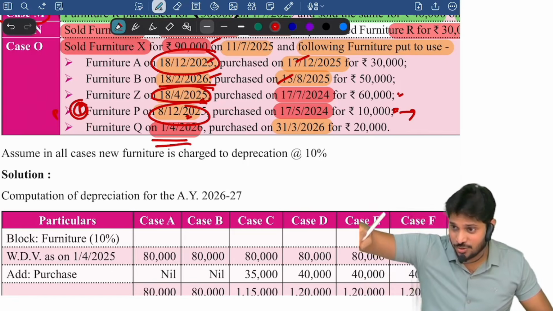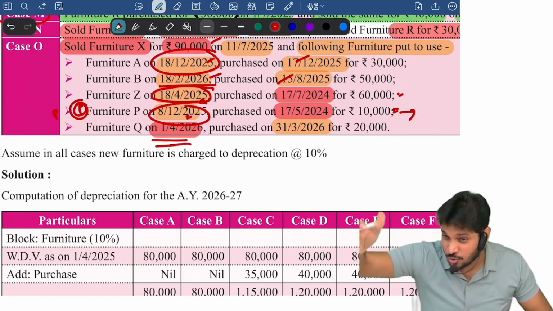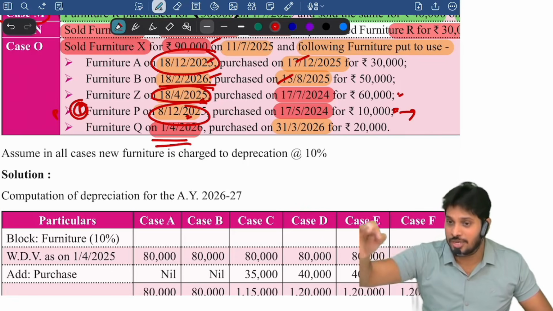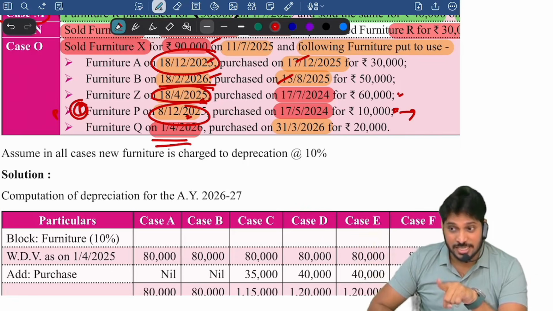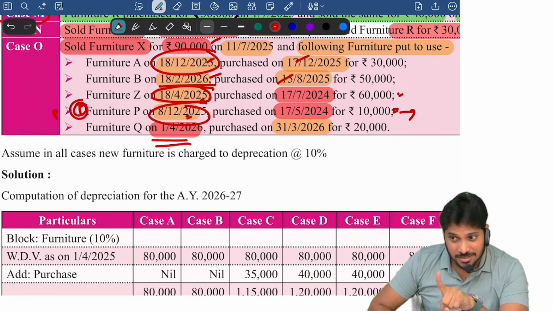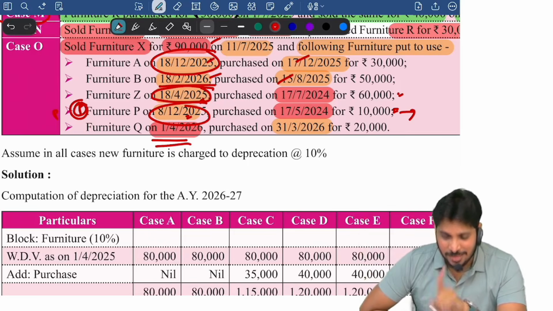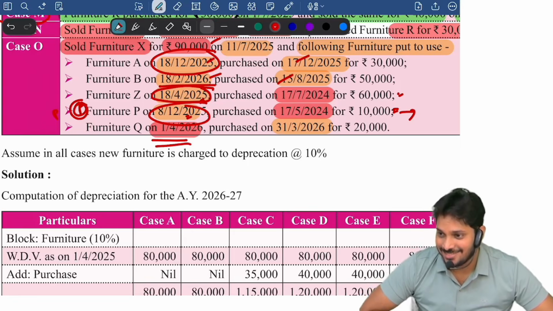In the current year, it is used. In the current year, how many days it is used, it doesn't matter. It is treated as if it is used for the full year. Less than 180 days logic is applicable only for the first year of purchase. You might have understood normal depreciation. The same logic will not apply for additional depreciation. They are mixing two logics.